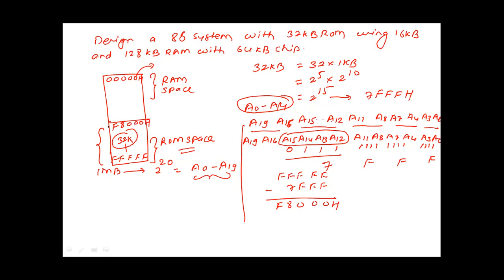So this is my first address for a ROM memory chip. So I have this first address as F8000H because I have subtracted 32 kb from FFFFF and I got the first address. The last address would be this.